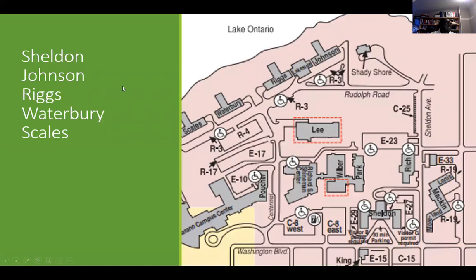Again, this is just another view for you when you're coming in on Washington Boulevard. Here is Sheldon, Johnson, Riggs, Waterbury, and Scales, and we're going to direct that traffic toward those halls. And as you can see, Johnson, Riggs, Waterbury, and Scales are on this side of the map, closest to Lake Ontario.